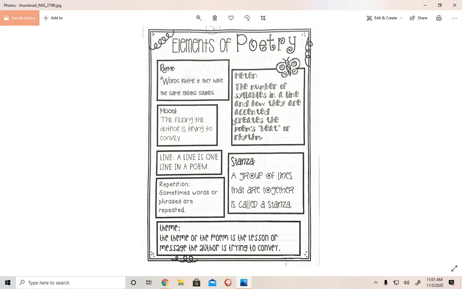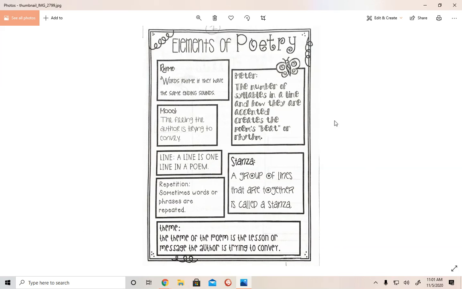And finally, we have a meter. A meter is the number of syllables in a line and how they are accented. It creates kind of like a beat or a rhythm. So I'll give you an example. Here is a rhythm. My cat is my best friend. I'll love her till the end. If I'm upstairs or down, she follows me around. Did you see how I created a beat with my words and that they were all the same? Da da da da da da. So that is what we call a meter.